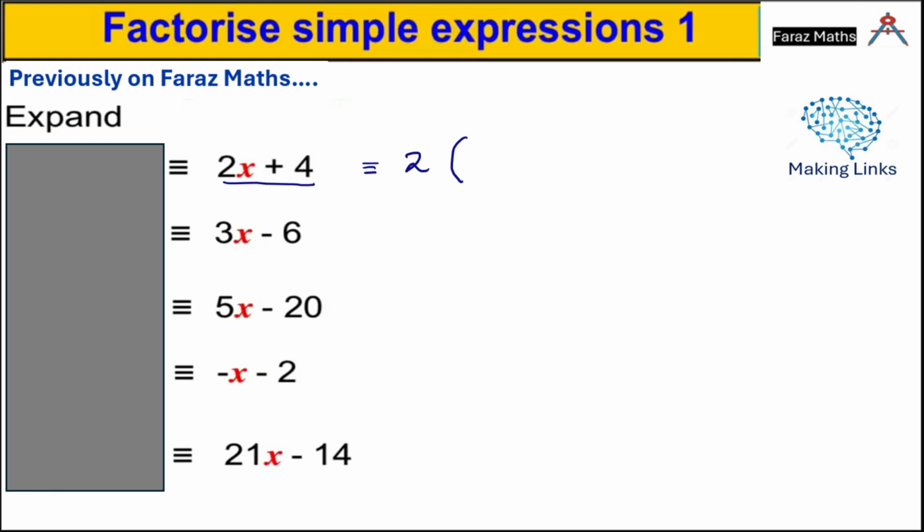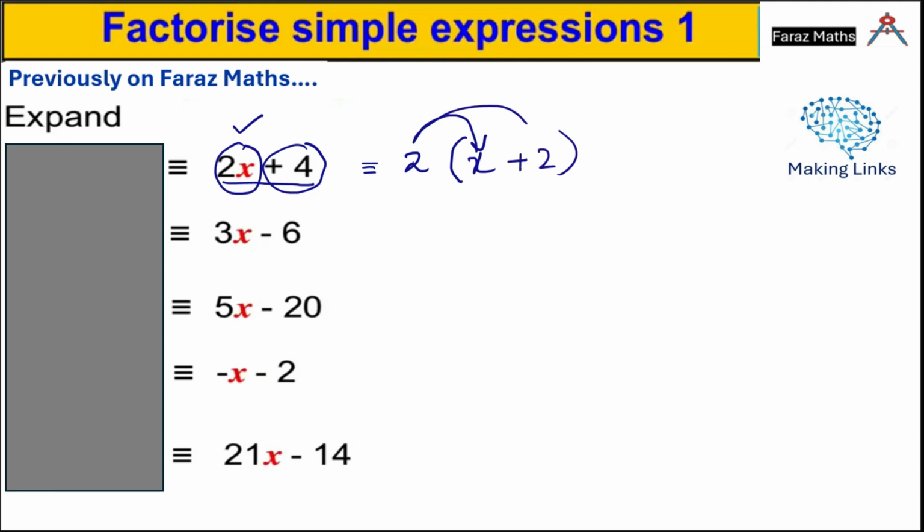Now make the bracket over there, and then think in this way: 2 times what will give you 2x? So it is x. If you multiply 2 with x, you will get 2x. And similarly, 2 times what will give you 4? So it is plus 2, because 2 times plus 2 is plus 4. Same thing we have to do here.